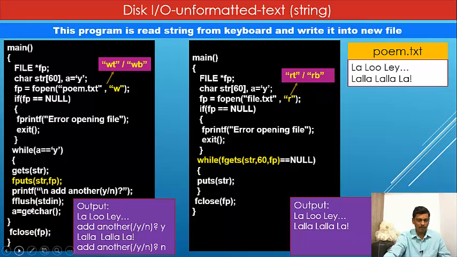To overcome the problem, we put fflush between the formatted and unformatted statements: fflush(stdin). Then at getchar, after "add another y/n", the cursor waits for input. If we press y, that y is assigned to a and the while loop continues. Again a equals y, the condition is true, and it gets another string, "la la la la!". When we press enter, that string is stored in str. Some data is already available in str, "la lu le", but the new string "la la la la" overwrites it and replaces it.